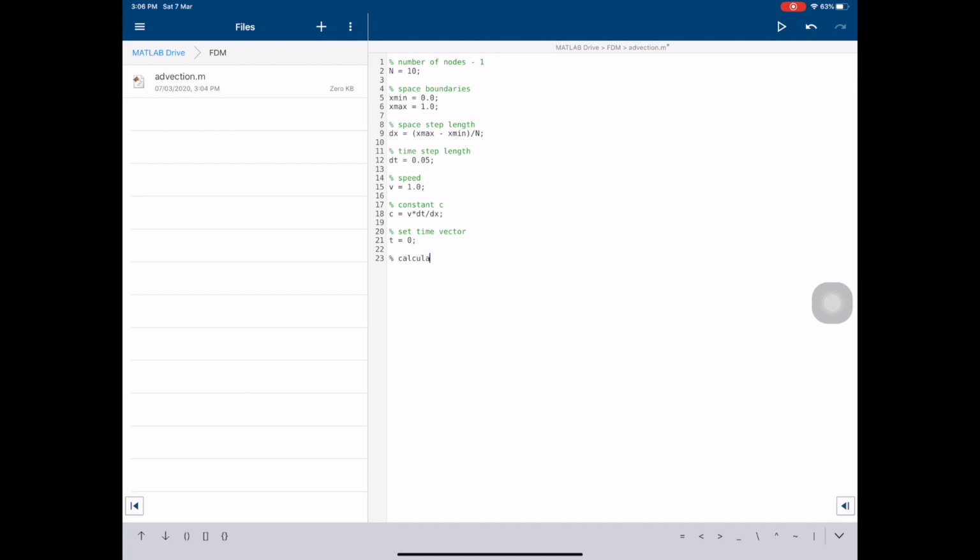Then we will calculate the node positions. So this will be along this vector from x min, it goes by dx until x max. So this actually creates a vector like this, 0, 0.1, 0.2, and so on until 1.0. Okay, so here we have 0.9 and so on. Okay, now we calculate the initial conditions. So the initial conditions, they give me u0 is equal to exponential minus 100 times (x minus 0.4) squared.